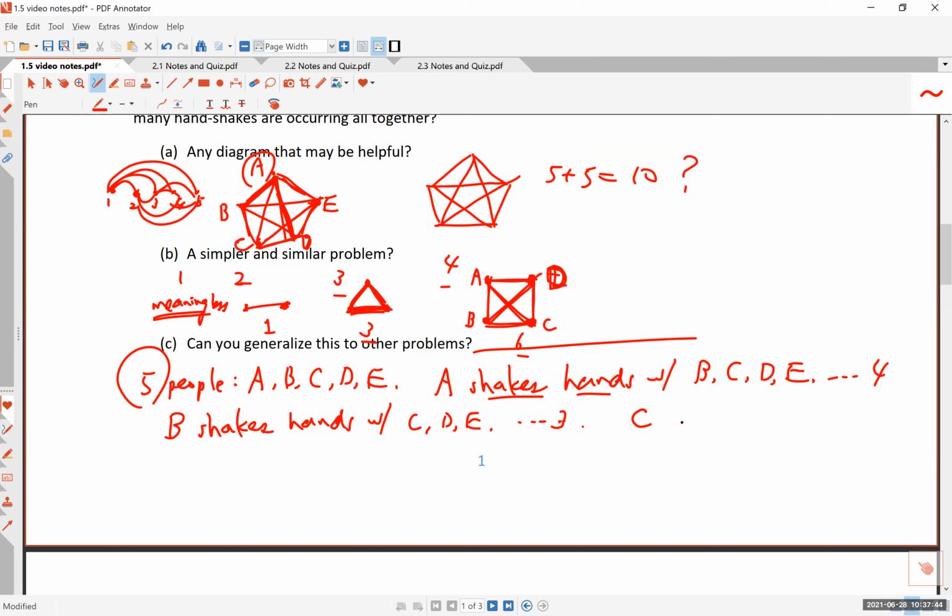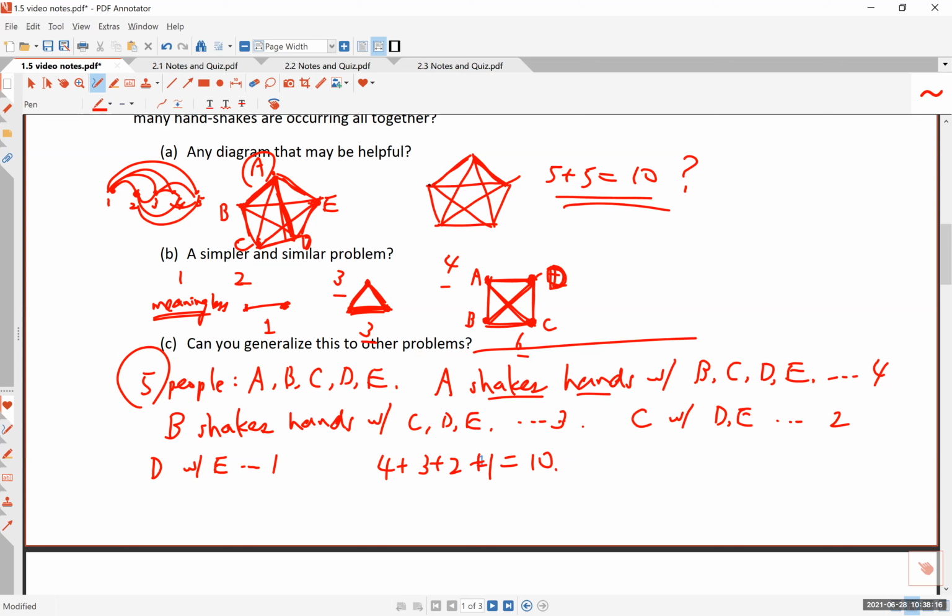And now C with D and E. So that's 2 people that C still needs to shake hands with. And then D with only E, that's 1 person. E of course doesn't have any more handshakes to do because he has been offered handshakes from A, B, C, and D already, right? So it looks like the answer is 4 plus 3 plus 2 plus 1, and that is exactly what we guessed here.